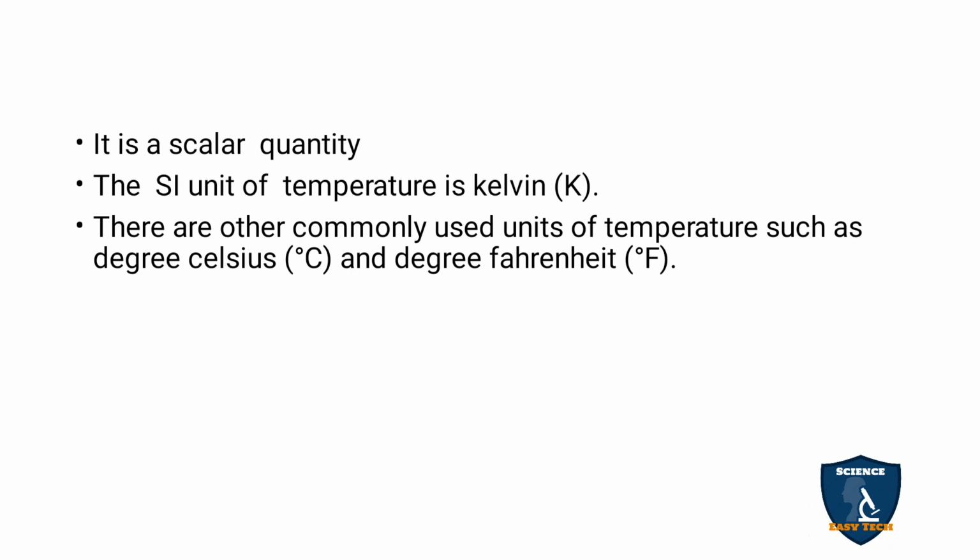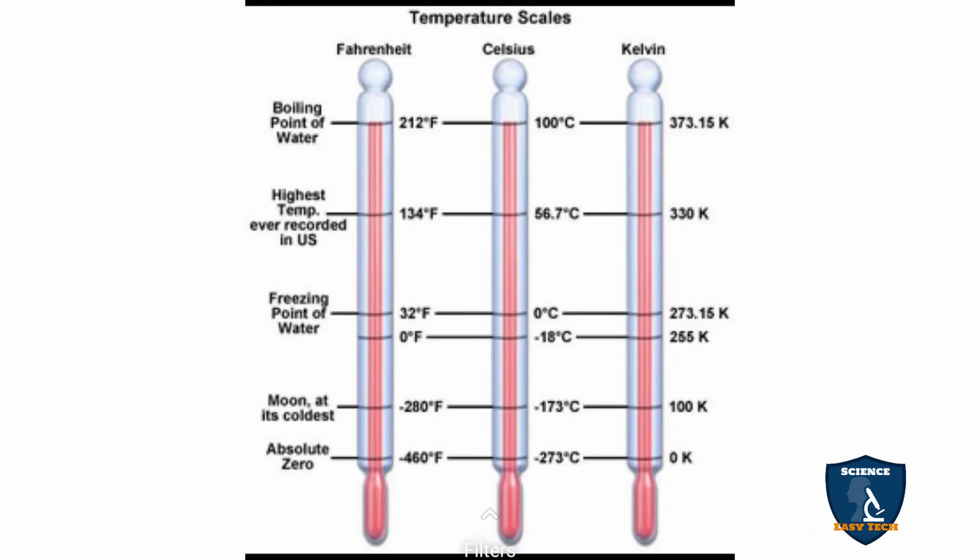The SI unit of temperature is Kelvin and other units are degree Celsius and degree Fahrenheit. I have given three types of temperature scales. This is Fahrenheit, this is Celsius and this is the Kelvin scale. The Kelvin scale is the SI unit of temperature, and these are the thermometers showing different degrees for Fahrenheit, Celsius and Kelvin.